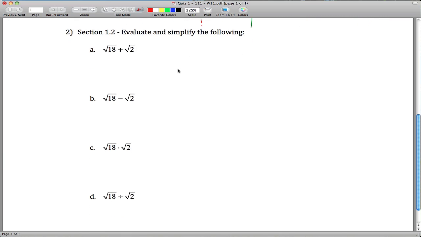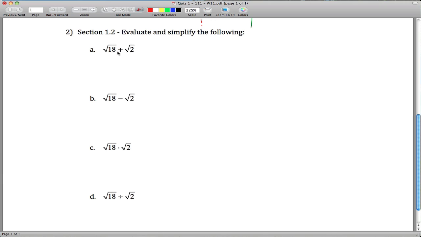Second problem, evaluate and simplify these 4 things. Kind of dealing with some radicals, some of the rules we learned. I think these will look pretty similar to some examples that we did. Say this first one, the square root of 18 plus the square root of 2. What this is not equal to is the square root of 20. You can't just add those numbers together.